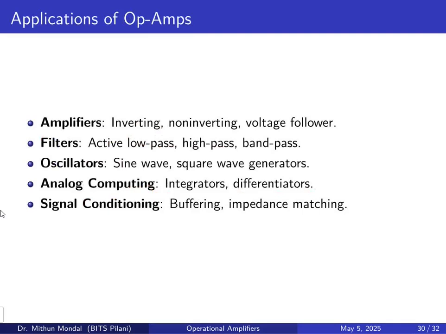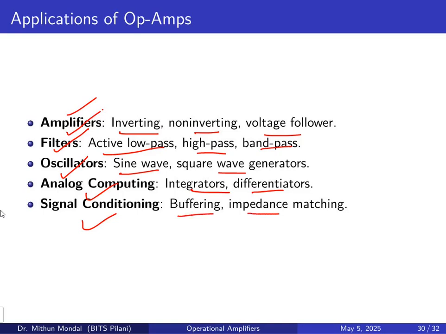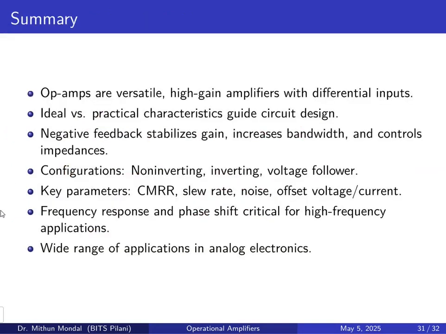Application of op-amp: we use it in amplifiers, filters, oscillators, analog computing, and signal conditioning. When we use it in amplifiers, we can have inverting, non-inverting, or voltage follower circuits. Filters, we can have active low pass, high pass, or band pass filters. Oscillators, we can have sine wave, square wave generators. Computing, we can have integrator or differentiator. And signal conditioning, we can have buffering or impedance matching. This we will discuss in great detail in the coming lectures, the application of op-amp and the various circuits.